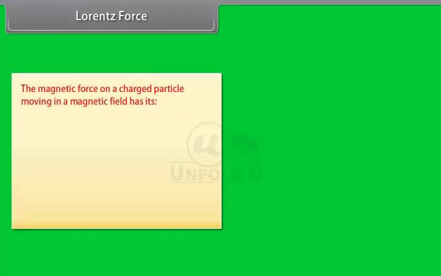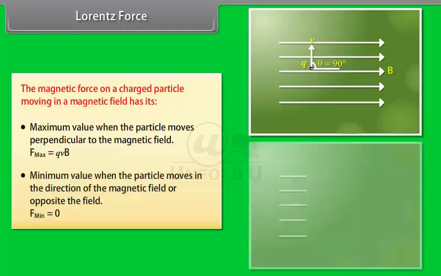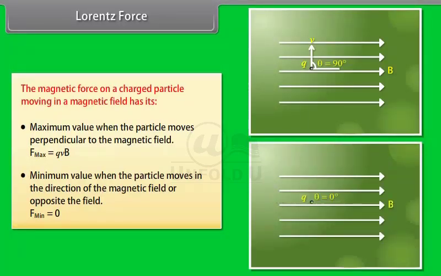The magnetic force on a charged particle moving in a magnetic field has its maximum value when the particle moves perpendicular to the magnetic field. F max is equal to QvB. The minimum value occurs when the particle moves in the direction of the magnetic field or opposite the field. F minimum is equal to 0.